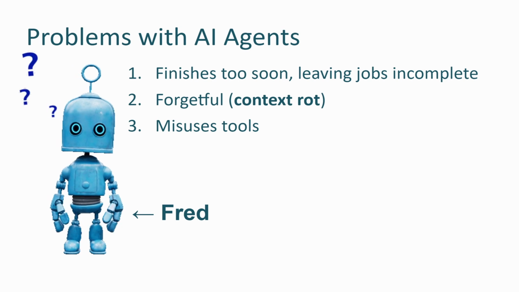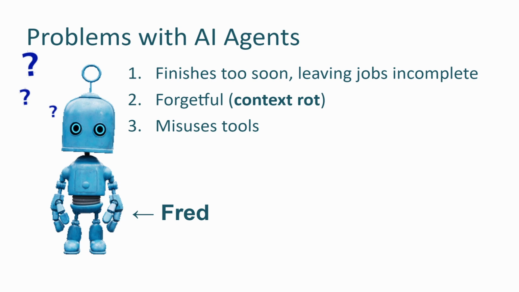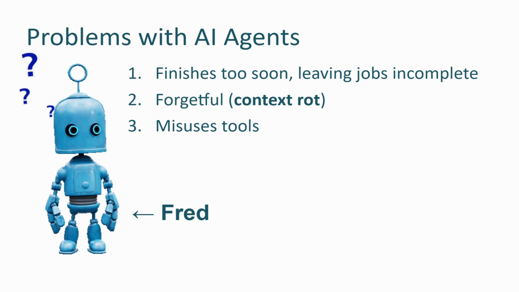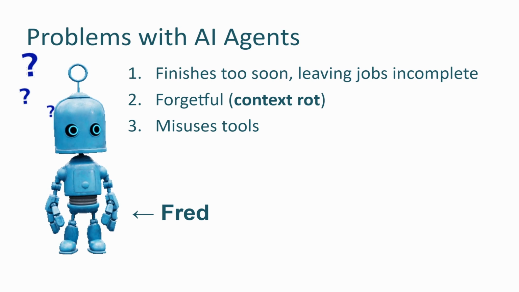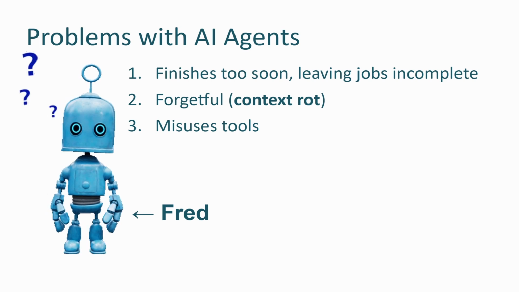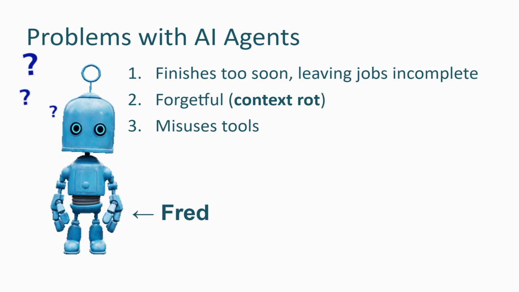His context window, that's the max amount of tokens he can stuff into his brain at a time, is easily packed with intermediate work, old tool outputs, half-finished plans. His reasoning gets fuzzy, and we call this context rot. His brain fills up, and he cannot think straight.